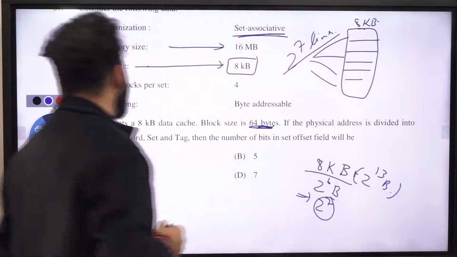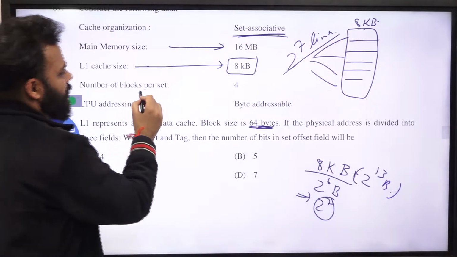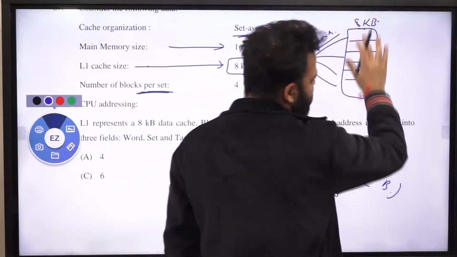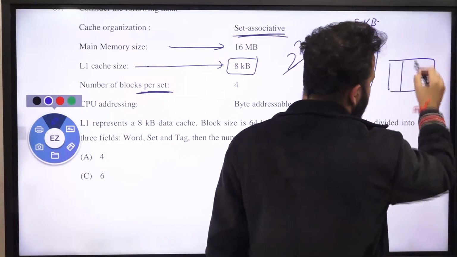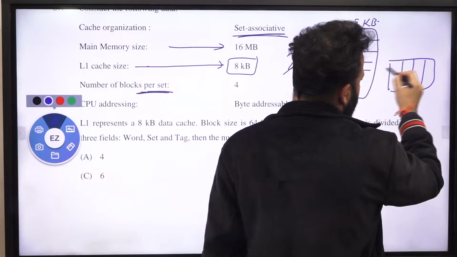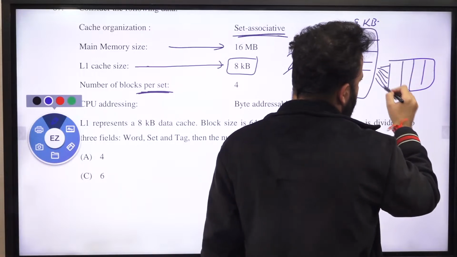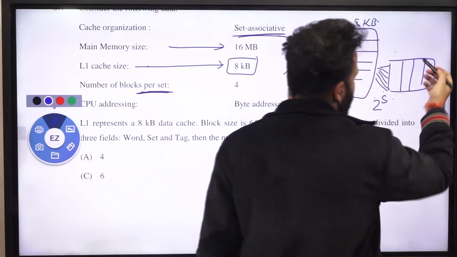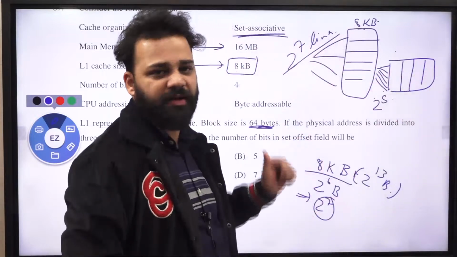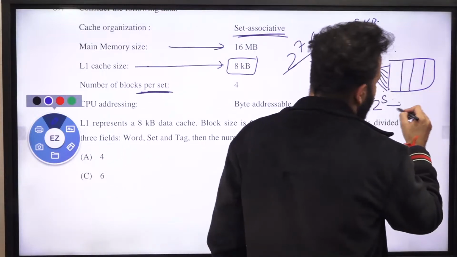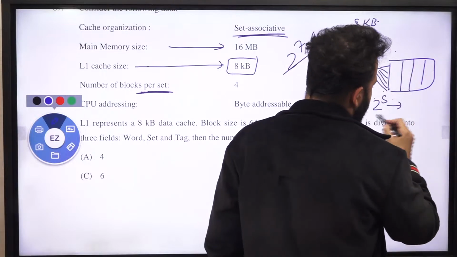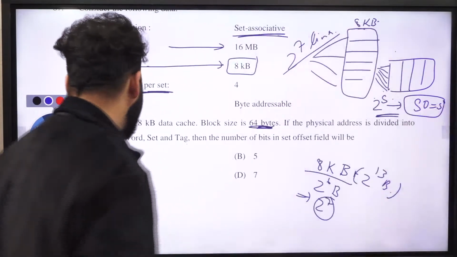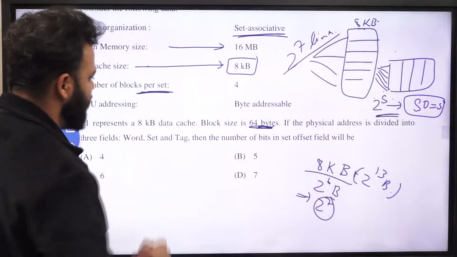We have done a similar kind of question. Now, number of blocks per set. In each set, we are putting 4 blocks. So these 2 raised to power 7 blocks, we are dividing into sets of 4. So how many sets will be here now? We will have 2 raised to power 5, because 4 into 2 raised to power 5 will be equal to 2 raised to power 7. So if 2 raised to power 5 is the number of sets, this means that set offset will be equal to 5. It is asking what is the set offset in bits.